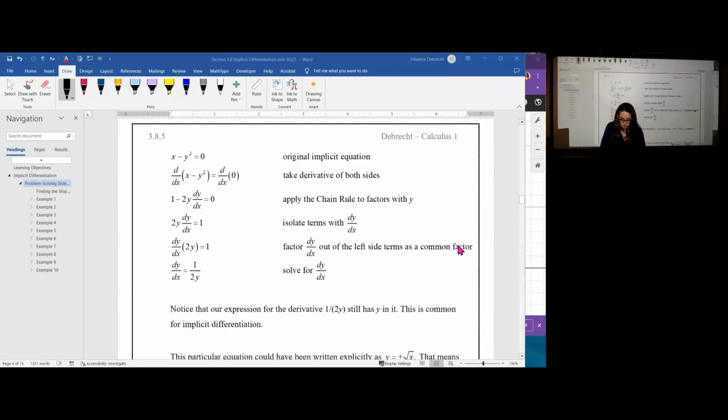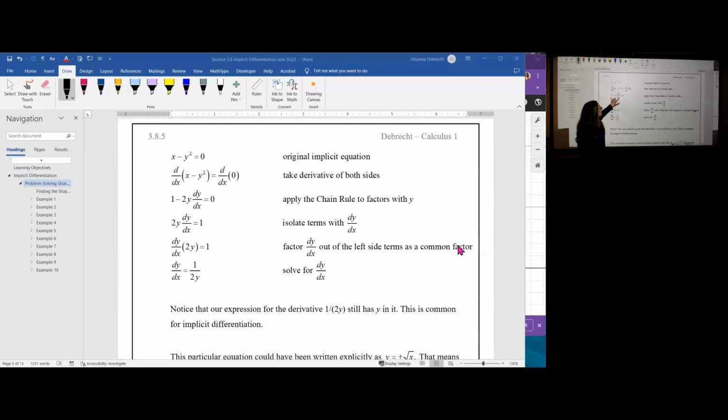When we take the derivative of both sides with respect to x, the derivative of x is just 1. But the y and the differential dx do not match. y is itself a function of x. So I apply the power rule on the outside, 2y to the first, and multiply by the derivative of the inside, dy/dx. The derivative of the constant 0 is, of course, going to give me 0. This is step 1. Take the derivative of both sides.